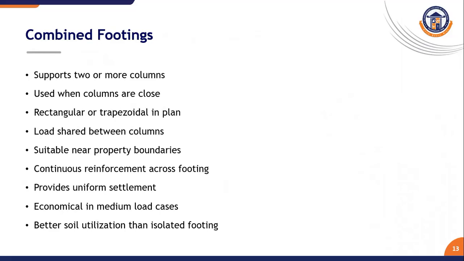Combined footing. A combined footing supports two or more columns, especially when the columns are closely spaced or near boundaries. It may be rectangular or trapezoidal in plan and distributes the load evenly between the columns.